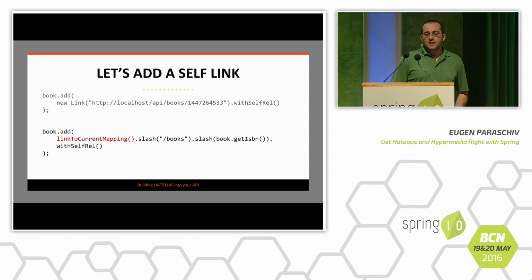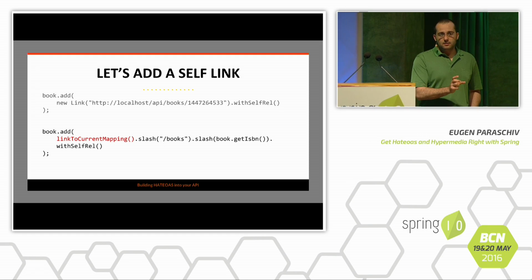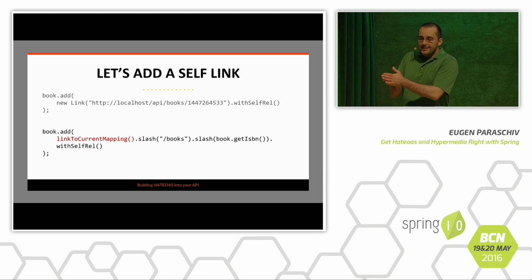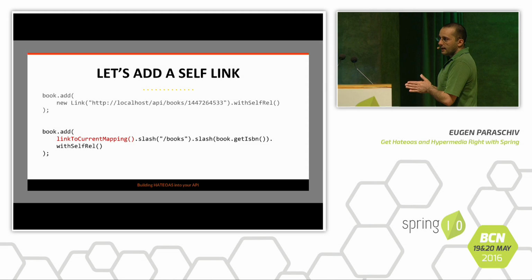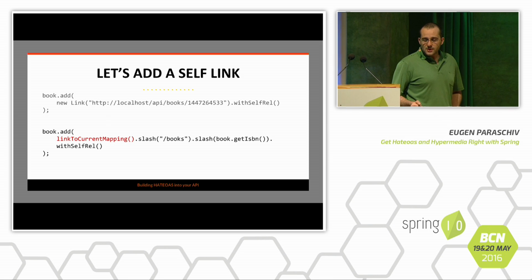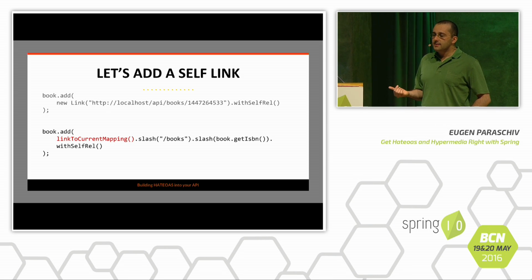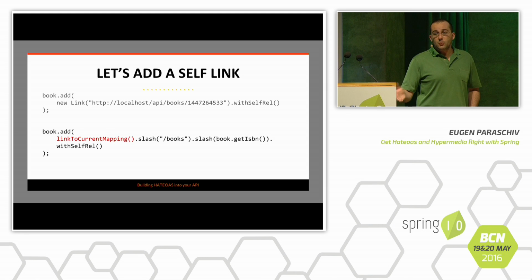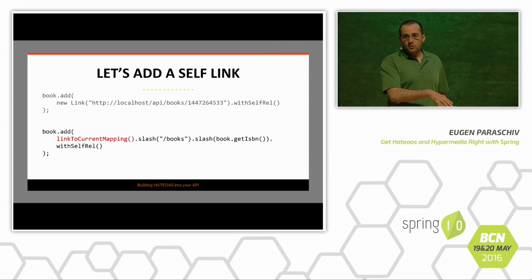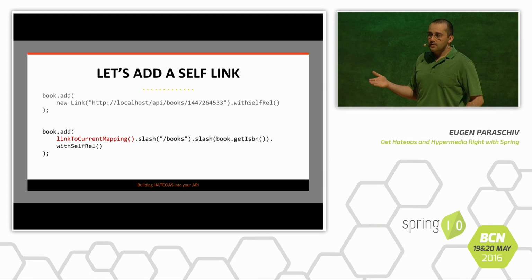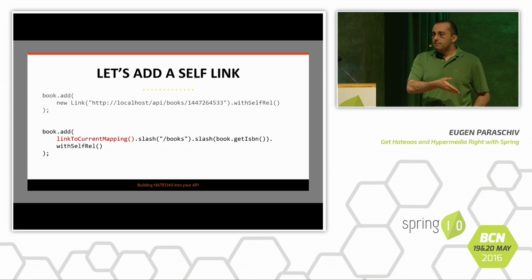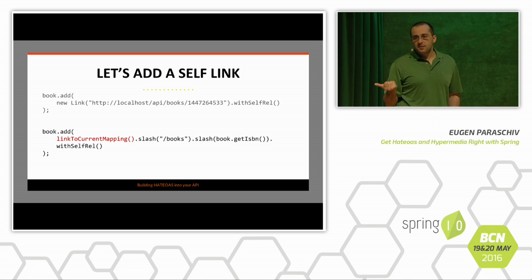OK, so the next step is we can link to the current mapping. We can benefit from the fact that the current context knows what the host and the port are. And we can then say /books/ESBN. OK, so what's wrong with that? Well, the problem is that we are reproducing the mapping. We already have the mapping in the Spring controller. We have the controller layer. We've defined all of those mappings, and we are simply doing that again here. So if those mappings change, we have to remember to change this link as well.